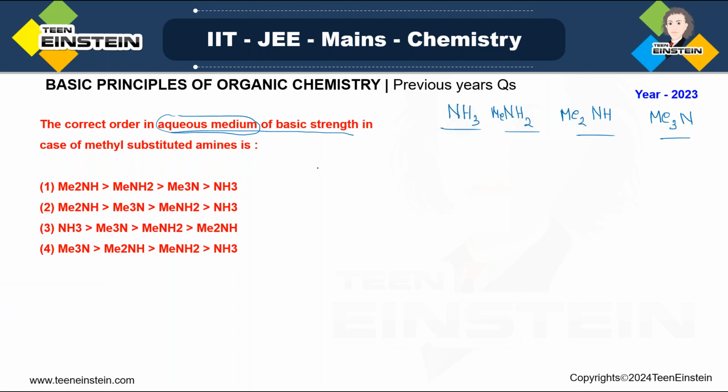When it is gaseous medium, there is one factor operating, which is the plus I effect. As you move from ammonia to methylamine to dimethylamine to trimethylamine, the number of methyl groups is increasing. That means the plus I effect is increasing, which means an extra amount of electron donation. That means the lone pair availability over nitrogen will increase. The higher the number of methyl groups, the higher the basicity, because lone pair density is high.